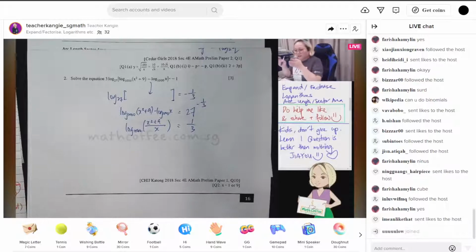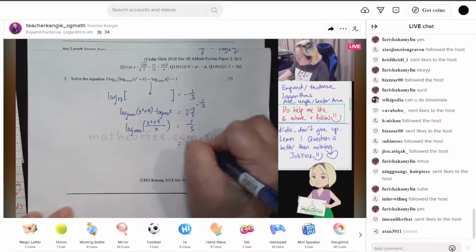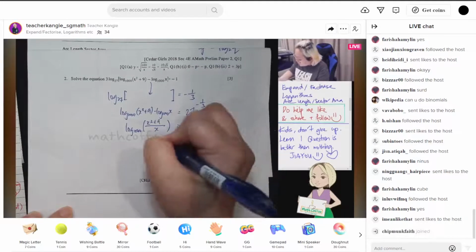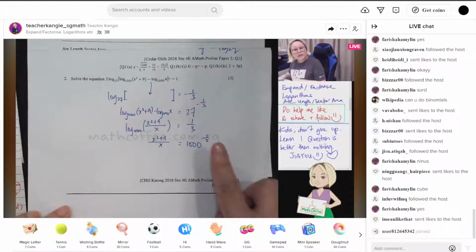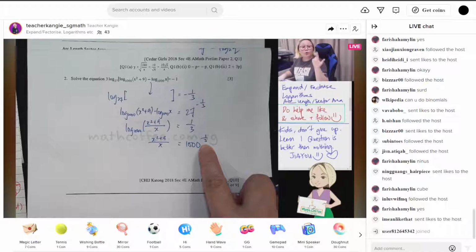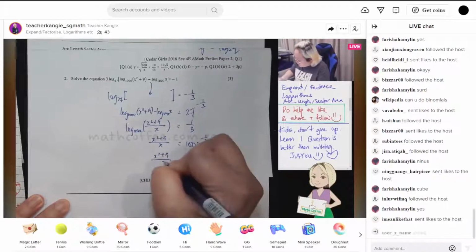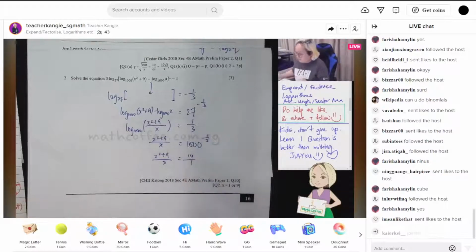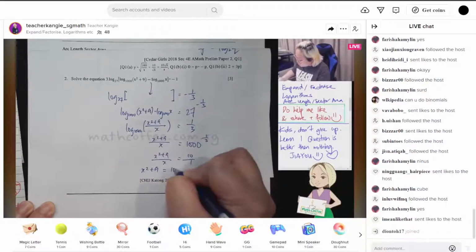See, it's getting simpler and simpler. Then after that, I change index form again, push up. So now it is 1000 to the power of 1/3 is equal to x squared plus 9 over x. And 1/3 is actually cube root. So cube root 1000 is 10. So now you have x squared plus 9 over x equals 10 over 1. Now, even simpler. Cross multiply, you have x squared plus 9 equals 10x.